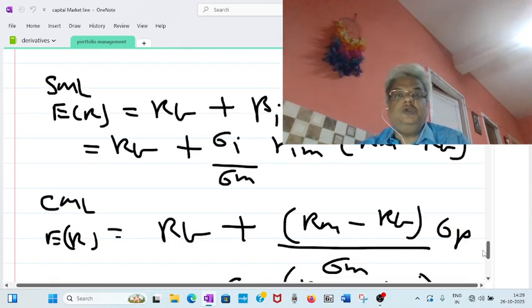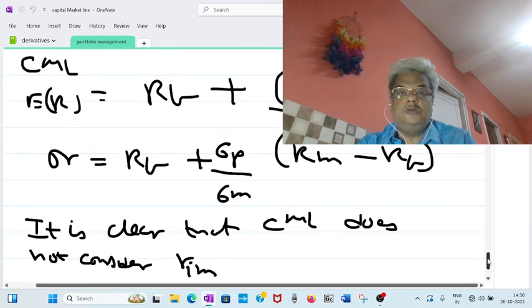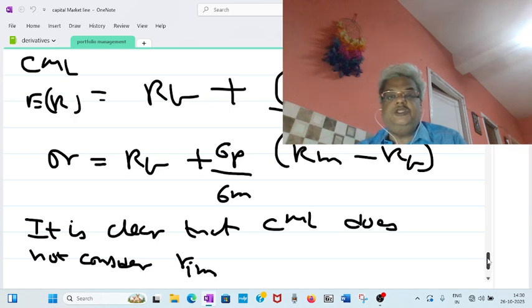So you can also see the equation. In SML, we consider beta. Beta can be written as sigma i divided by sigma m, meaning the standard deviation of the security divided by the standard deviation of the market, multiplied by the correlation between i and m, security and market. Whereas in capital market line, the equation can be represented like this, but here there will be no correlation. Correlation coefficient is absent in capital market line, and here we consider the portfolio as a total, not on an individual basis.